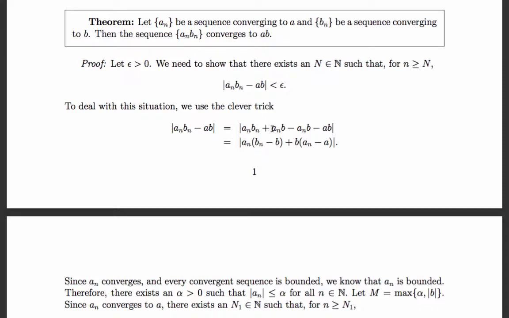We're going to add 0 by adding A_n times B and subtracting A_n times B. Then we could take this first term and the third term, put them together, and factor out A_n. We could take the second term and the last term, put them together, and here we can factor out a B. All right? Hopefully you see where we're going with this.